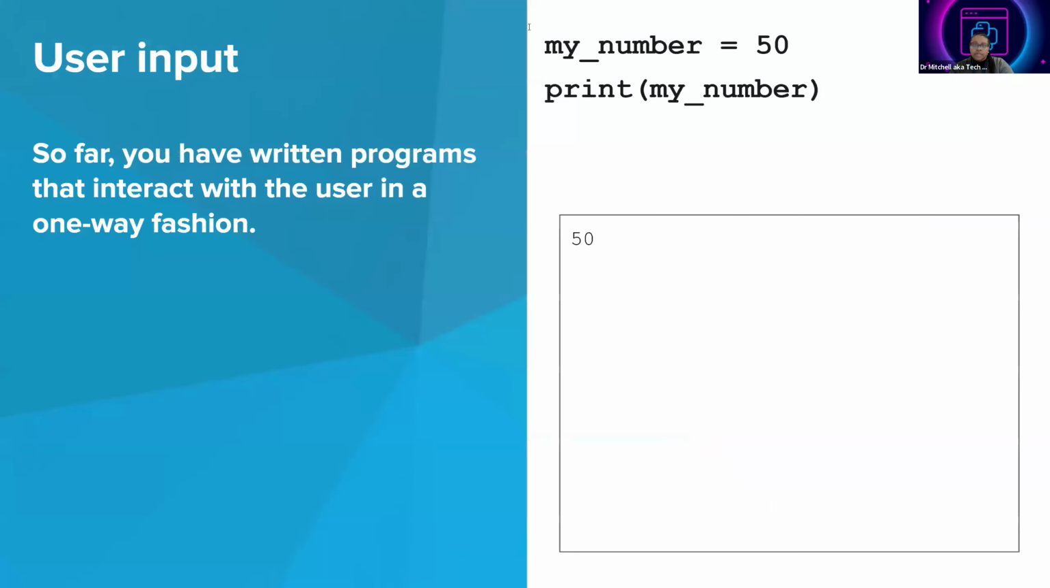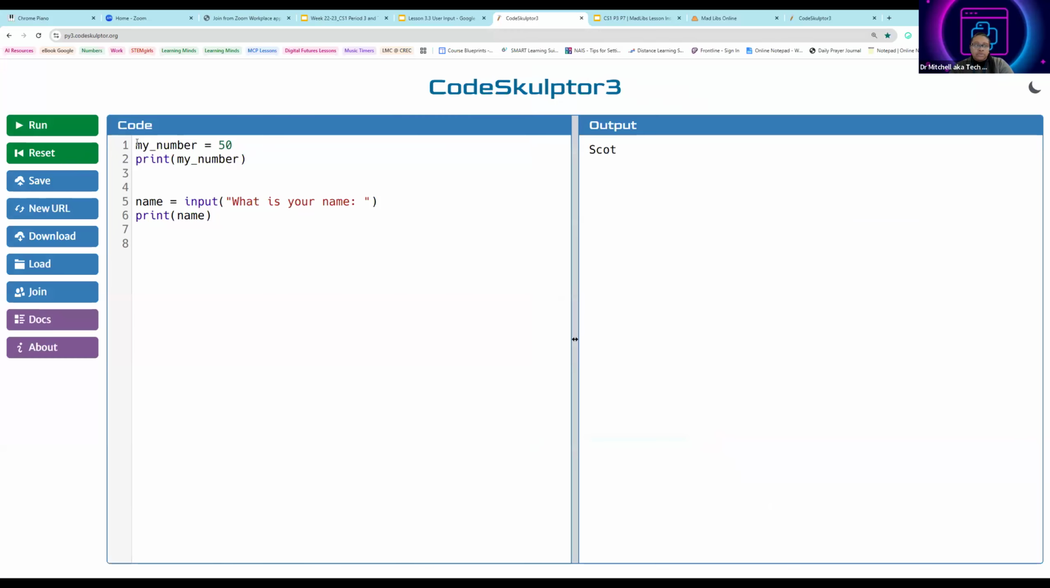So I want to share with you a couple of examples. Let's start with my_number equals 50 and print my_number. Just so we can do this one by one, I'm going to add a hashtag to take that out so it won't run that way. Essentially, you have created a variable here. My_number is your variable, and then we call it by putting print and then my_number.